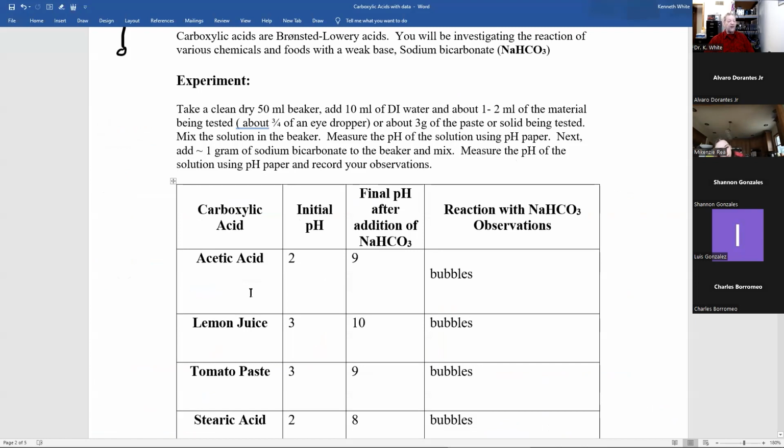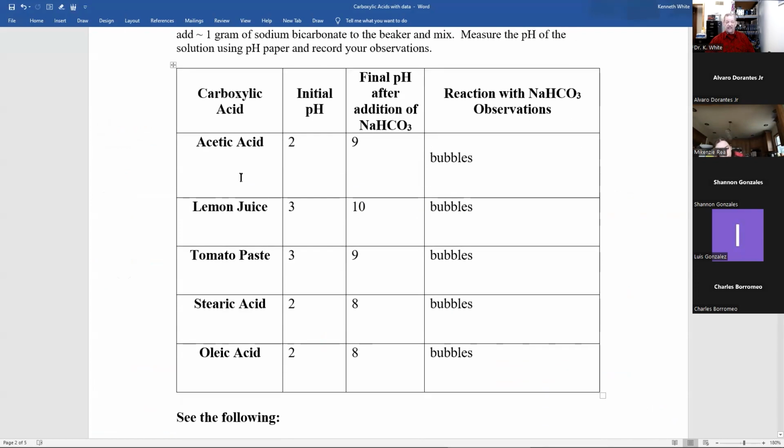And for this one, no, you don't have to draw the chemical structures of the carboxylic acid, even though you should know acetic acid for test 3. Lemon juice has citric acid, so does tomato paste, stearic and oleic use a carboxylic acid. And if you were in the lab, here's the initial pH, and after adding sodium bicarbonate, that's the new pH. And with all those, you see bubbles.